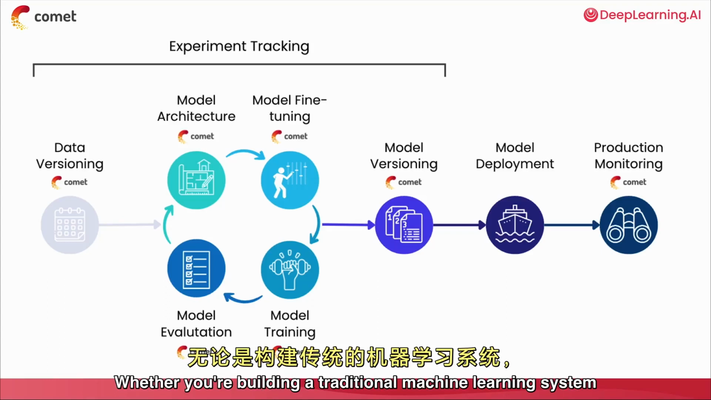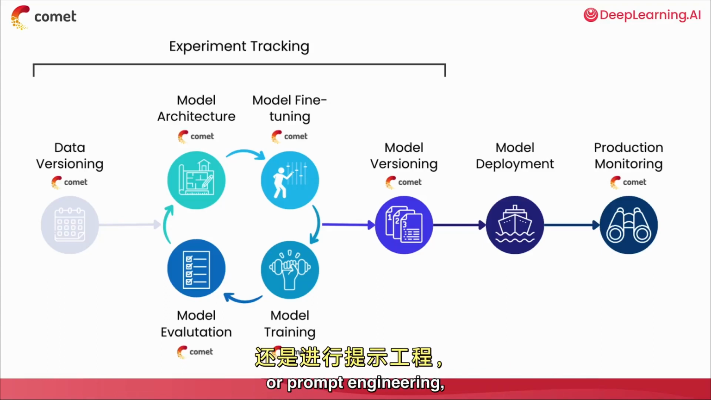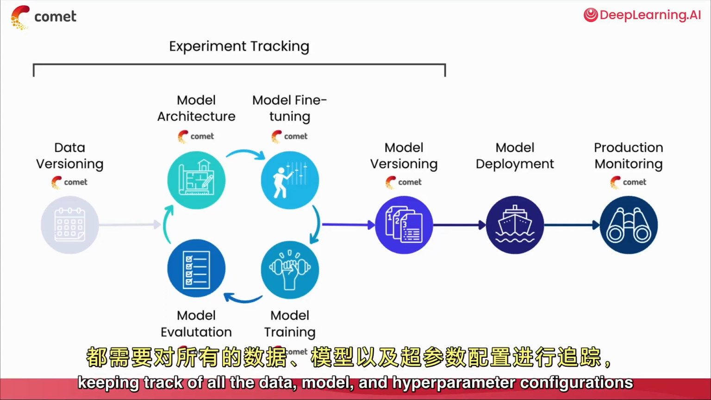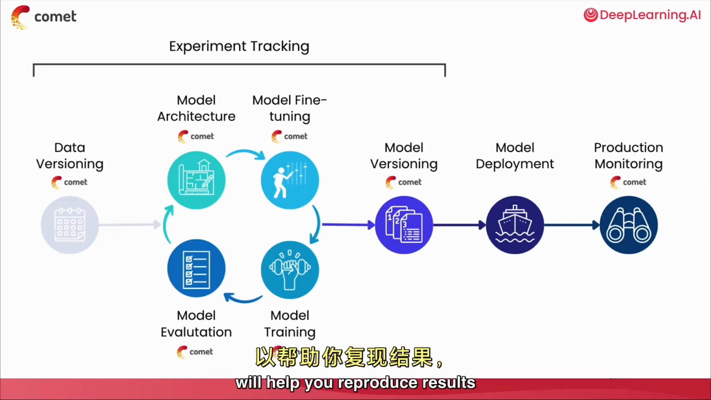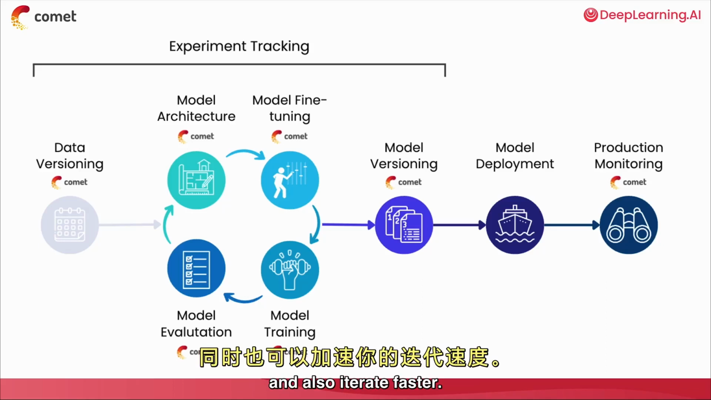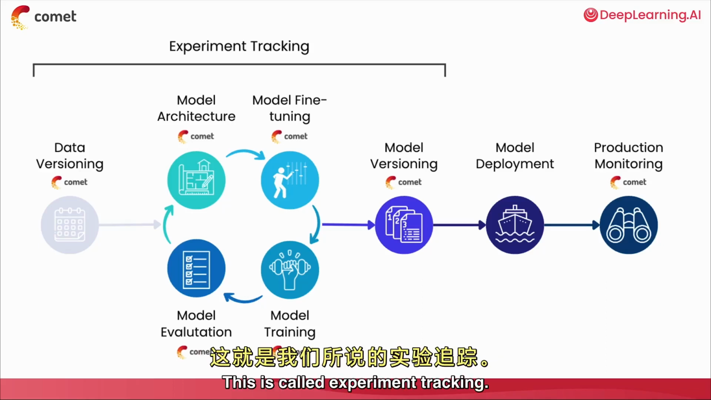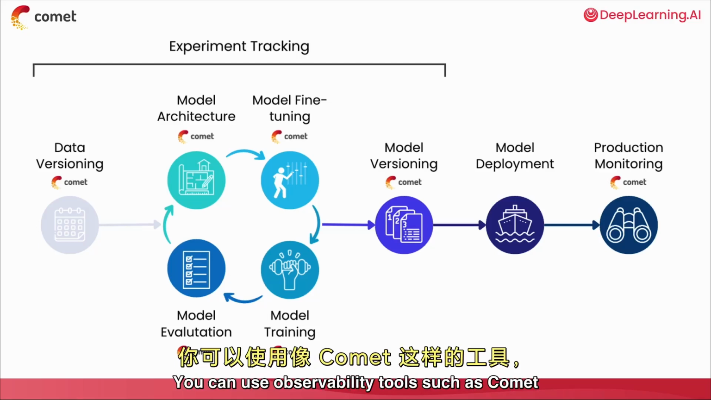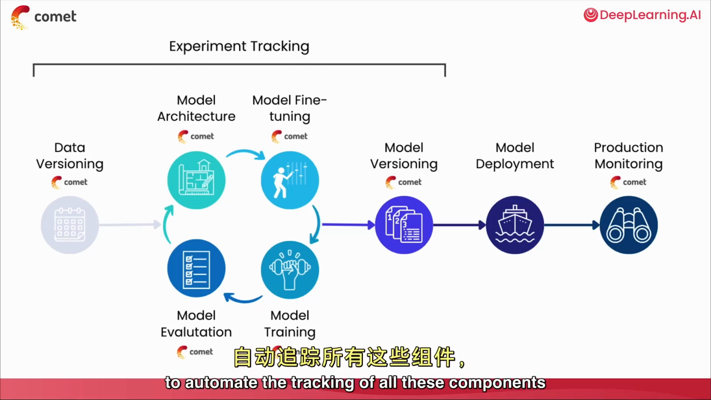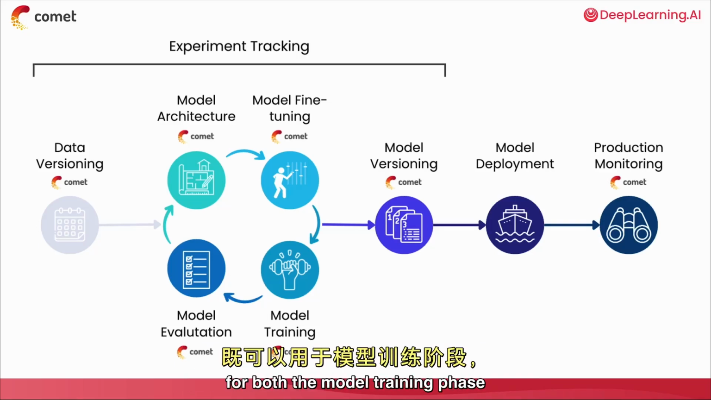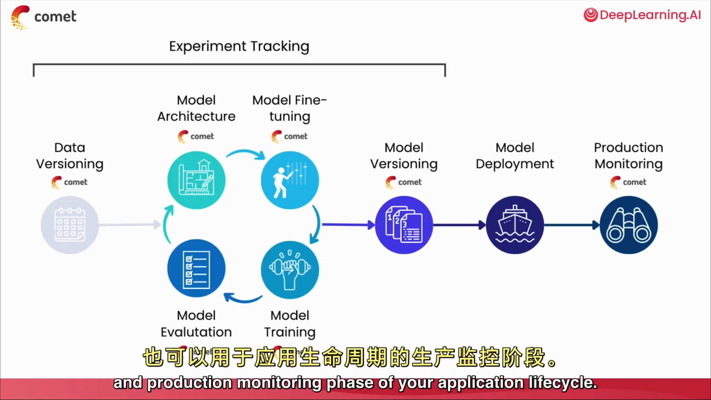Whether you're building a traditional machine learning system or prompt engineering, keeping track of all the data, model, and hyperparameter configurations will help you reproduce results and also iterate faster. This is called experiment tracking. You can use observability tools such as Comet to automate the tracking of all these components for both the model training phase and production monitoring phase of your application lifecycle.